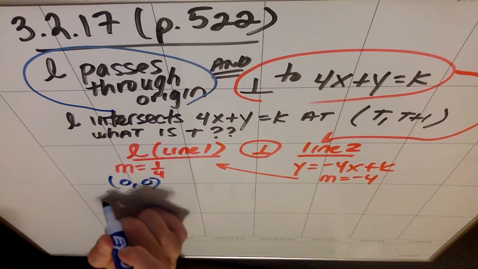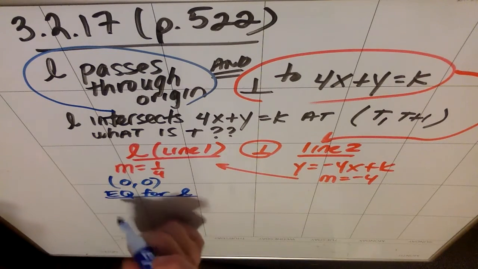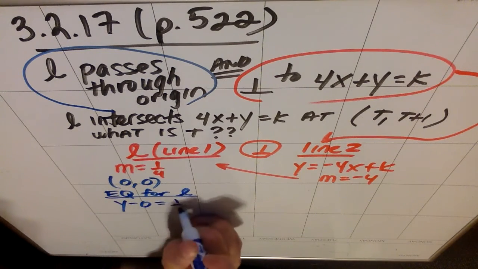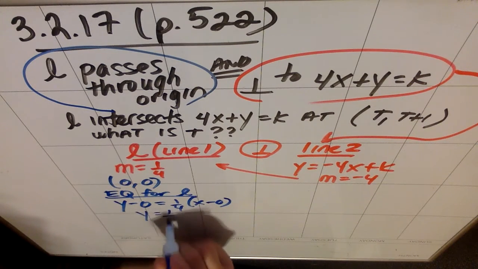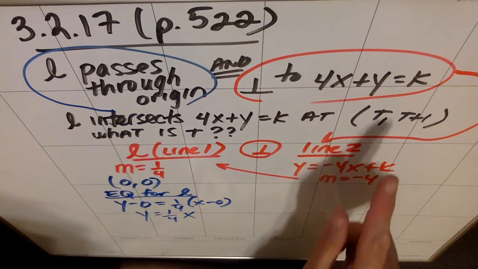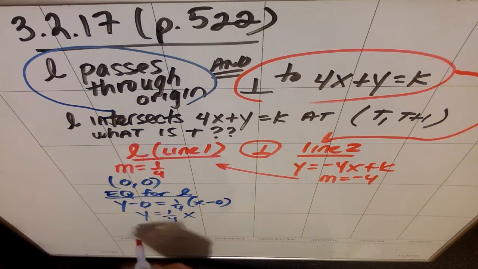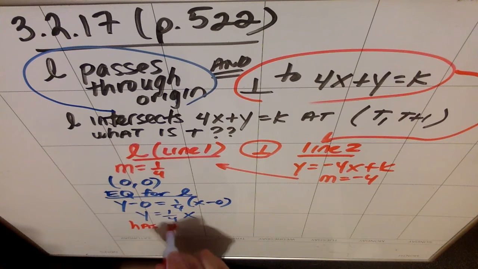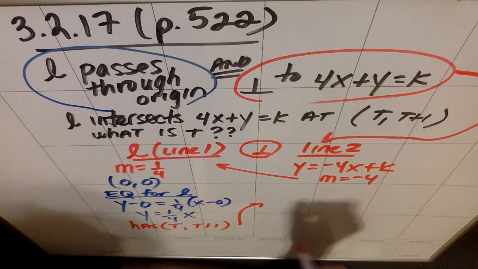That means the equation of line L is y minus 0 equals 1/4 the quantity x minus 0, or quite simply, y equals 1/4 x. I don't really need to know in particular that this is the point where they intersect. I just need to know that this point, t comma t plus 1, is a point on this line. So I can plug in t for x and t plus 1 for y, and solve to find what t is.